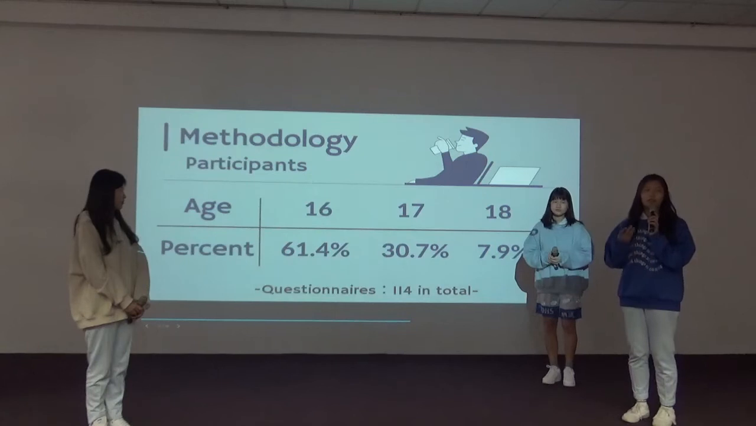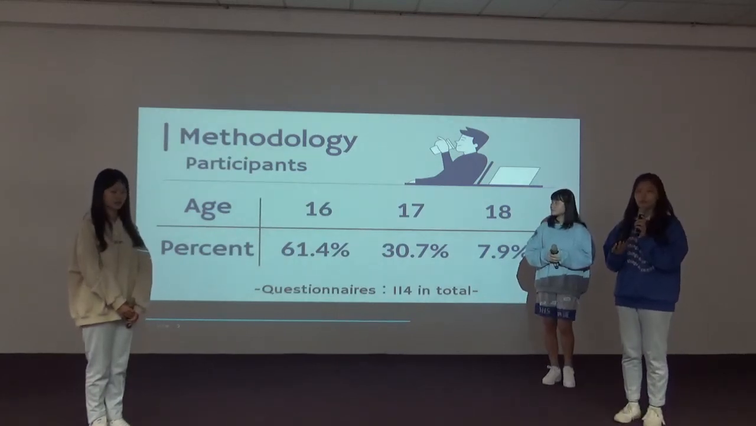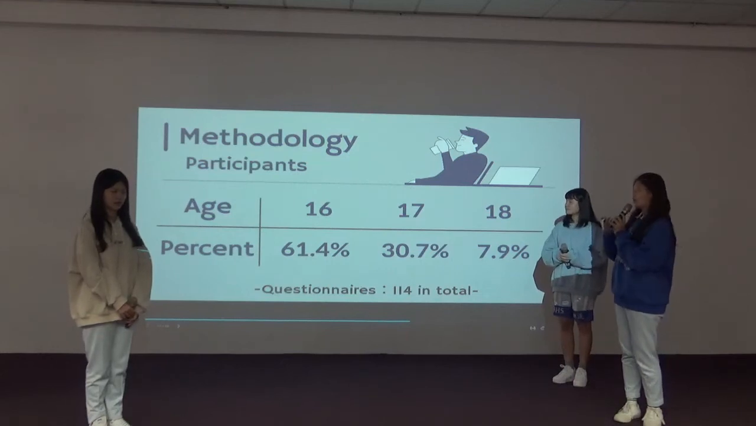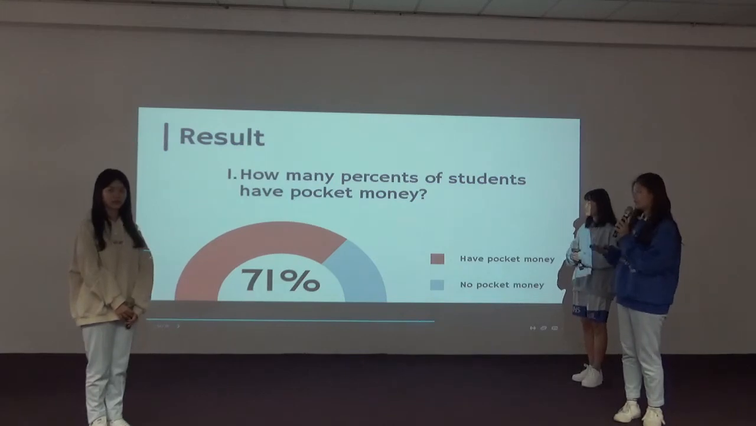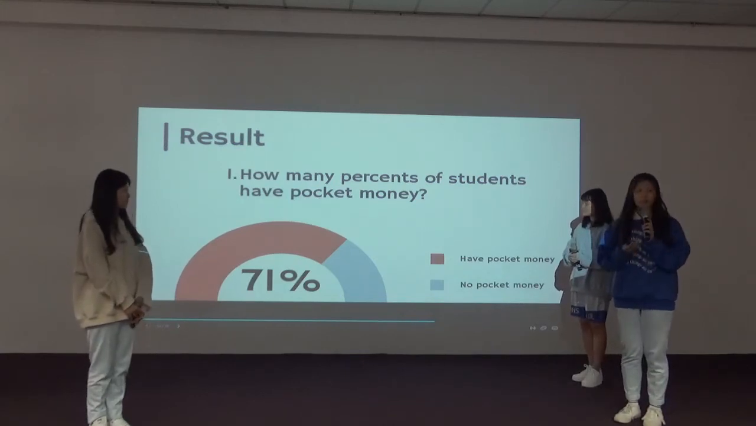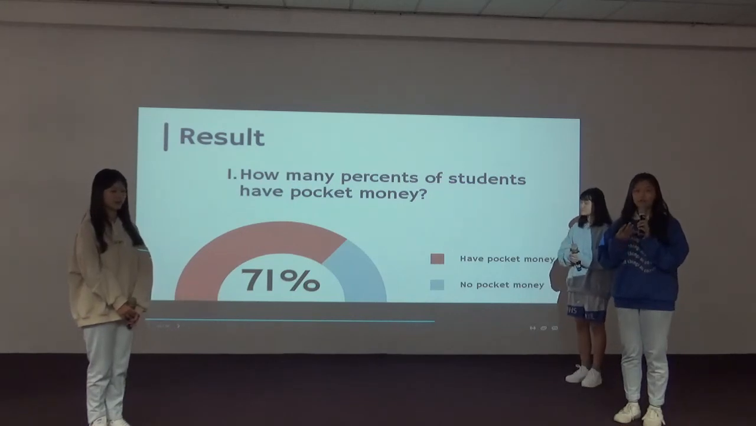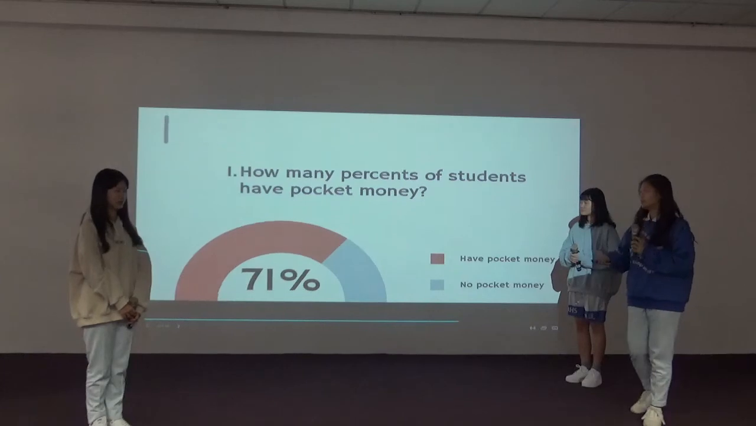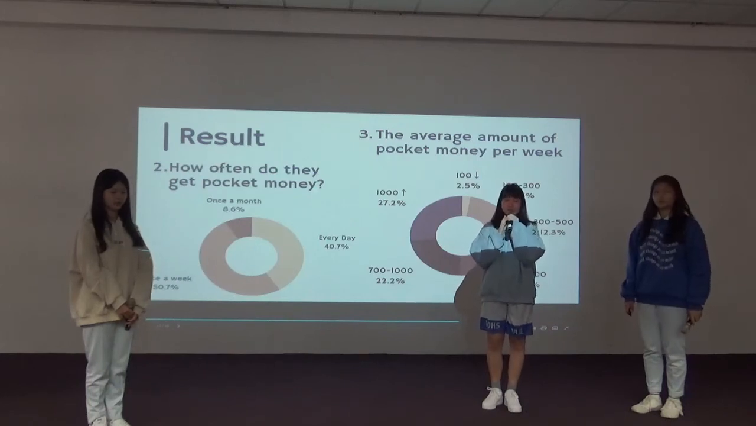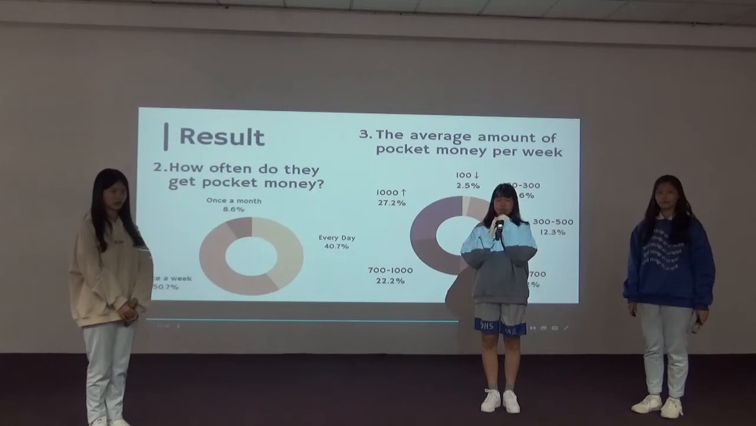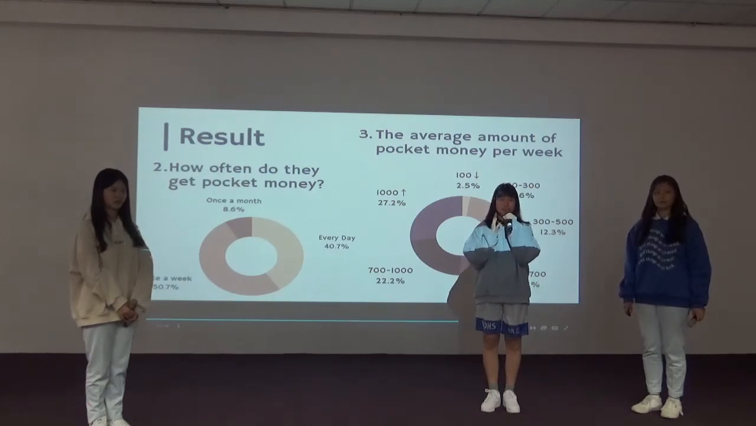Next, we are going to display the analysis of the questionnaire we received. The main participants of our research were high school students from age 16 to 18. According to the questionnaire, it can be seen that about 70% of the participants have got pocket money, which also shows that most of their financial resources come from their parents. We also asked how often they get pocket money as the second question in our questionnaire. The results show that about half of the participants get pocket money once a week, while 40% have it every day, and the rest of them have it once a month.